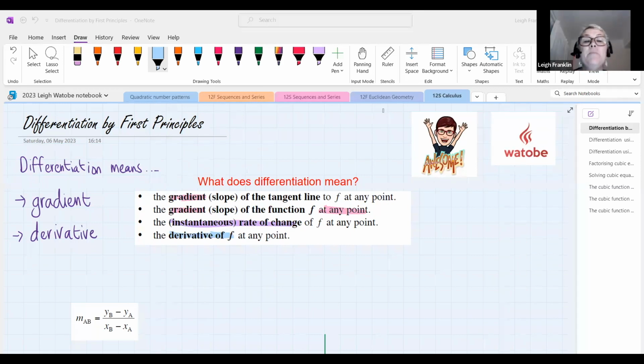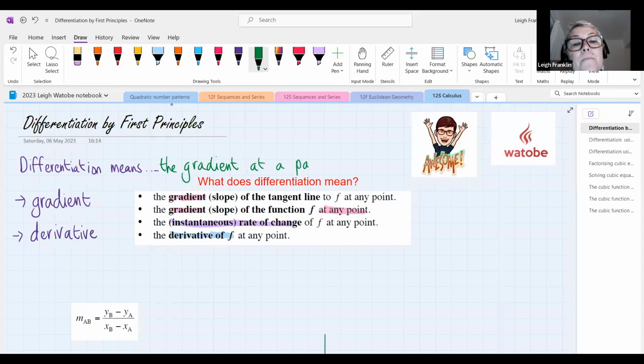It means that we are working out the gradient at a particular point. So differentiation means calculating the gradient at a particular point. The definition of differentiation is the gradient at a particular point, and I mean a particular point on the function.